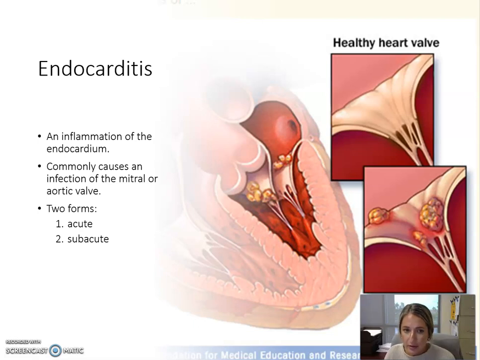The next disease is endocarditis. Endocarditis is inflammation of the endocardium. So the endocardium is a membranous layer that makes up the heart valve.